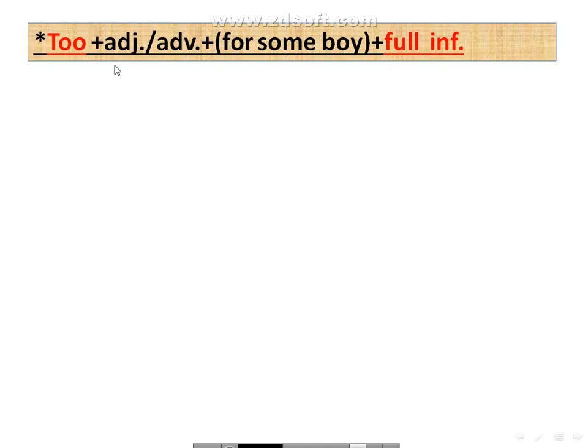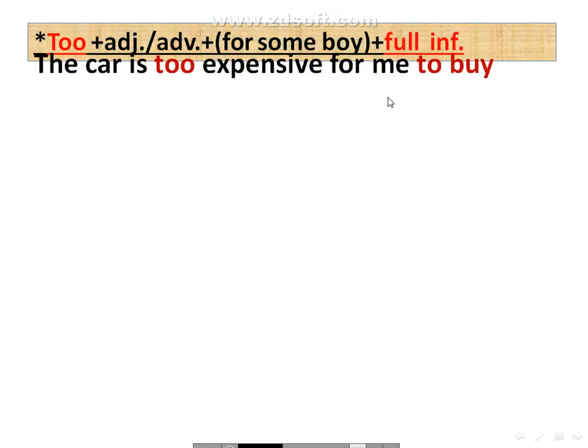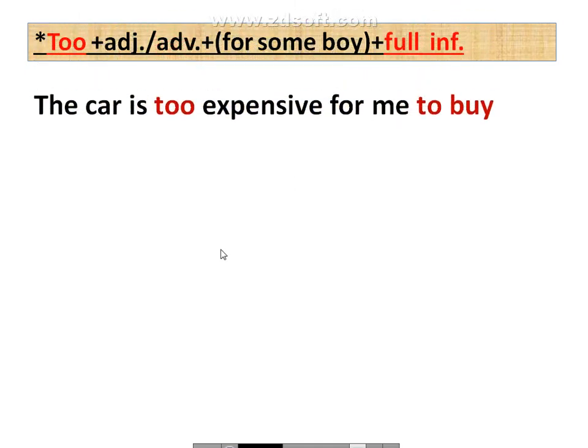Number 2: too plus adjective or adverb plus for somebody or someone, and we can omit this from the sentence, plus the full infinitive. Full infinitive means to plus the base form. Look at these examples. The car is too expensive for me to buy. The rule of too: after too we use an adjective or adverb. After that it is followed with the full infinitive.